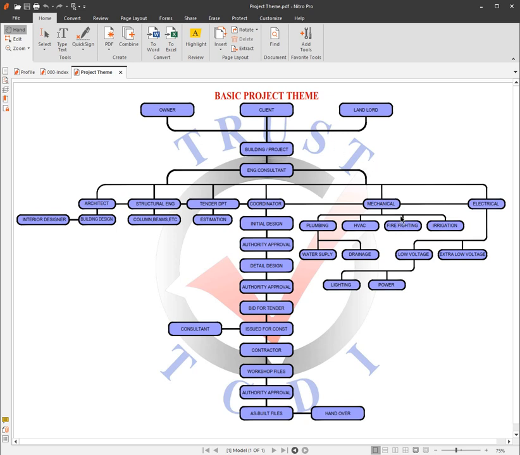Once the architect and structural engineer finish their design, they forward it to the MEP department, MEP division. In MEP, first we will discuss the mechanical division. In mechanical, we have plumbing services, HVAC services, firefighting services, and irrigation services. First we will come to plumbing.